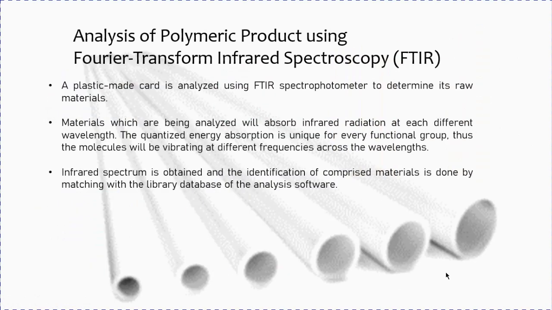A plastic card with magnetic stripe is analyzed using Fourier transform infrared spectroscopy to determine the functional groups of the raw material. The material will absorb infrared radiation at each wavelength and get excited. When the electron recombines to its original valence energy level, the quantized energy released is unique for every functional group. Thus, the molecules will be vibrating at different frequencies across wavelengths. At the end of the analysis, an infrared spectrum will be obtained, and identification of the comprised material can be done by matching with the library database of the analysis software.